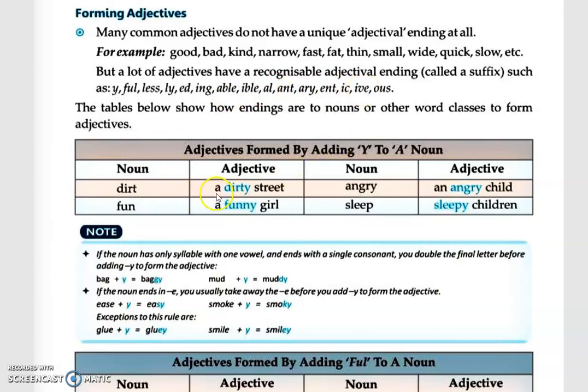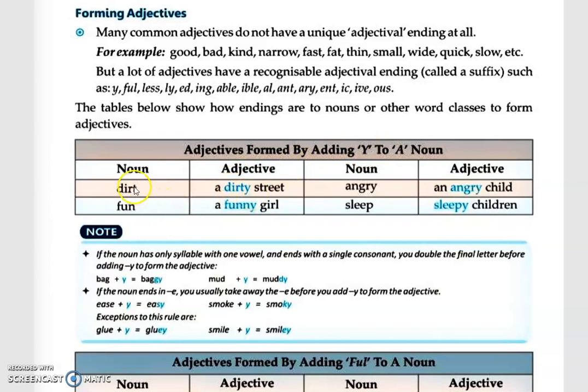Now let's look at this table here. Adjectives formed by adding y to a noun. We have a noun, dirt, which means something that is not clean. Now we are adding a y to it. It becomes dirty, and dirty is now an adjective.